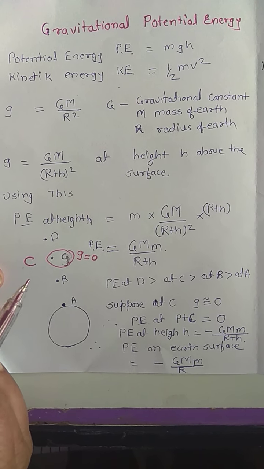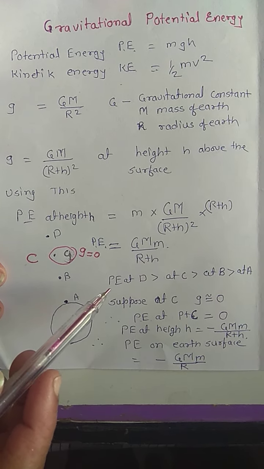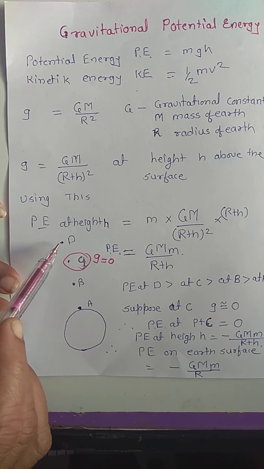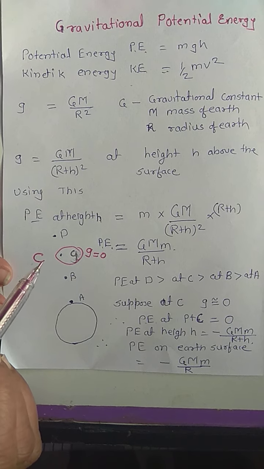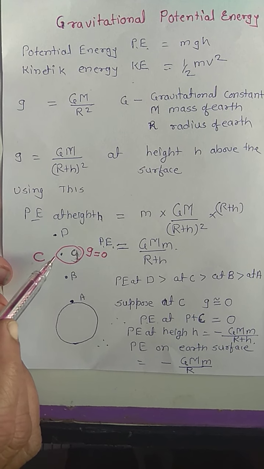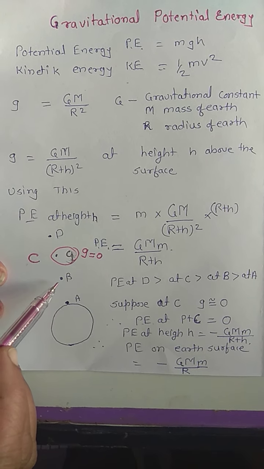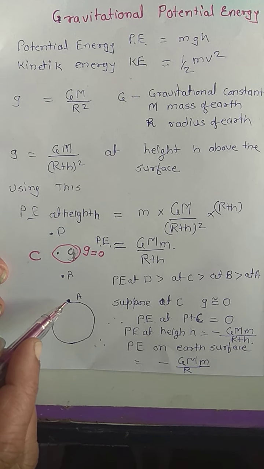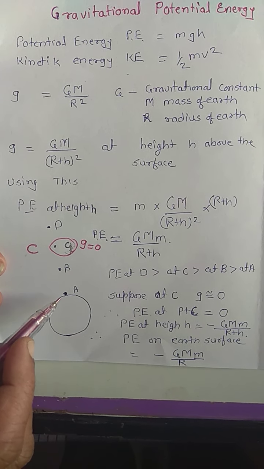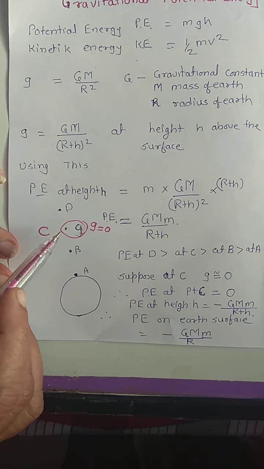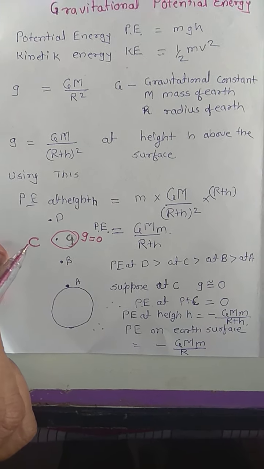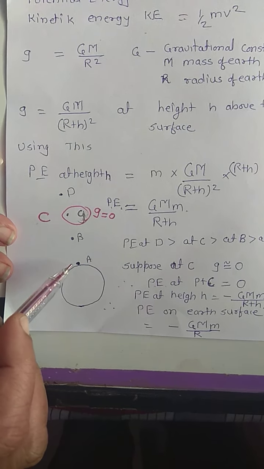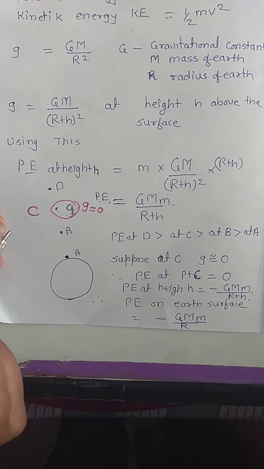We also know that potential energy increases with height. That is, potential energy of object at point D is greater than potential energy at point C, which is greater than potential energy at point B, which is greater than potential energy on the earth's surface. And at point C, it is 0. That is, potential energy at point A is less than 0.